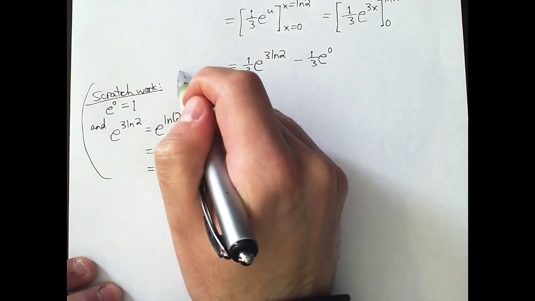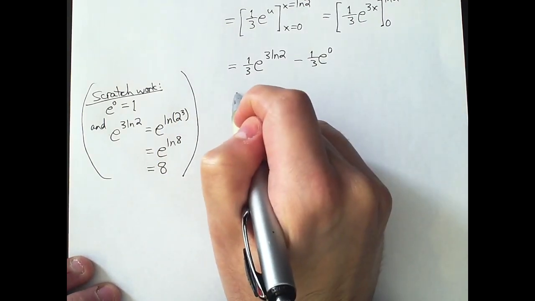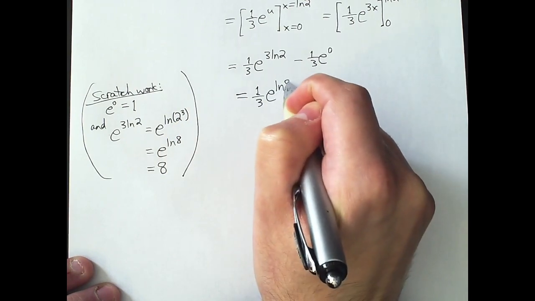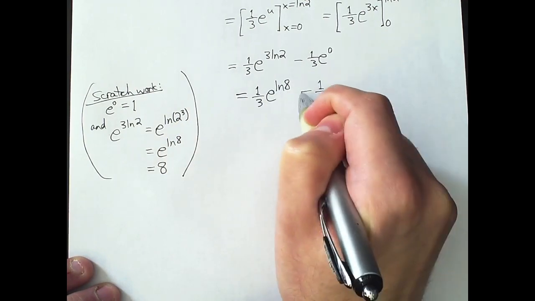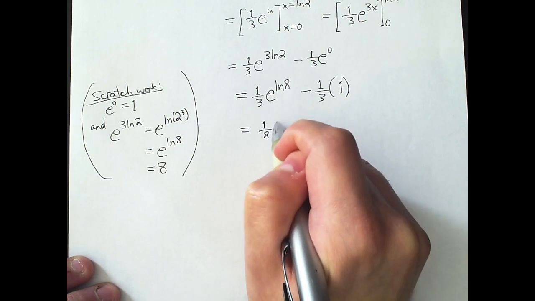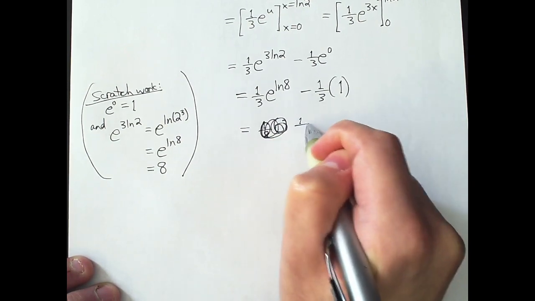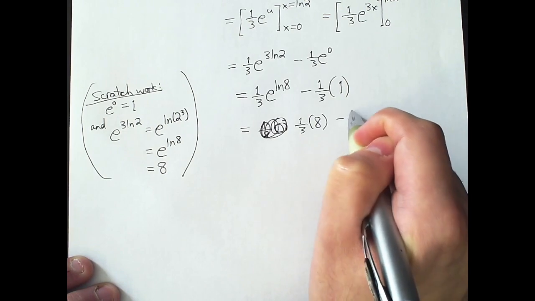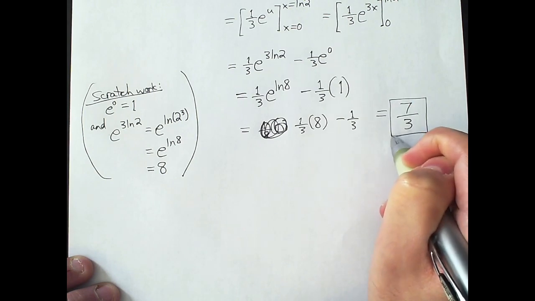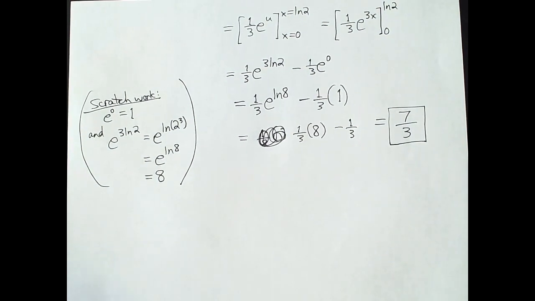So that was a good little bit of scratch work, because now I see that this is going to be 1/3 e to the ln 8 minus 1/3 times 1. And then this is going to be 1/3 times 8, oops, 1/3 times 8 minus 1/3. Final answer is 7/3. So we answered the problem.